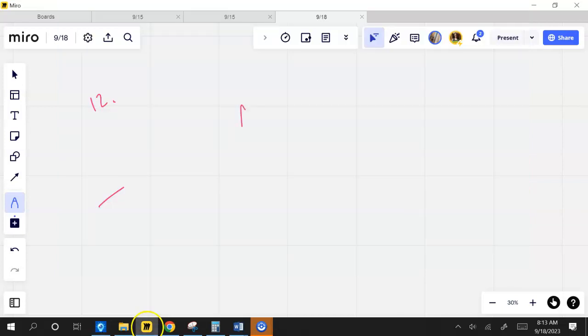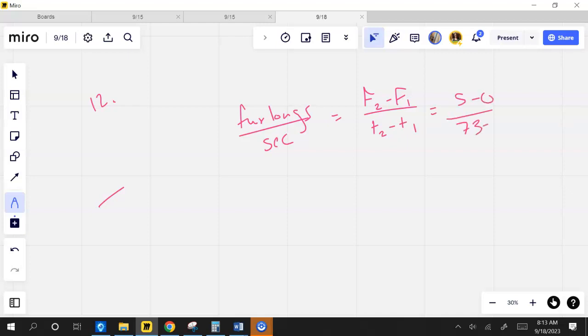So if I do furlongs per second, that would be F2 minus F1 over T2 minus T1. So 5 minus 0 over 73. I don't know what that comes out to be, but furlongs per second. Does that make sense?